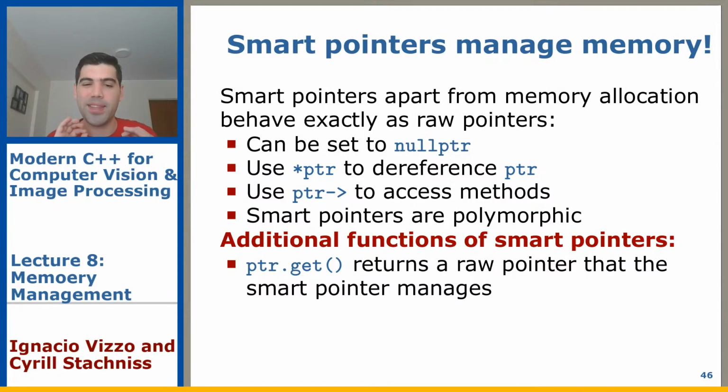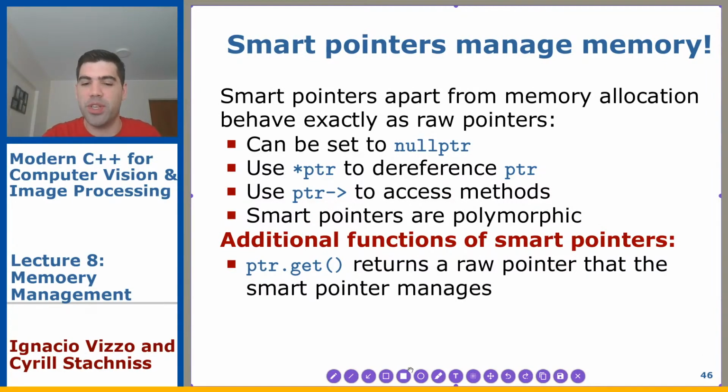There is one get method that will return the raw pointer that the smart pointer is managing. So the smart pointer is a class. This is a new type. It's not a pointer itself. Of course, the C++ language allows you to use the dereference operator, and it's not because it's a pointer, it's because there is an overload for the dereference operator inside the smart pointer class. The same holds true for the arrow operator. There's an overload for the arrow operator inside the smart pointer class.